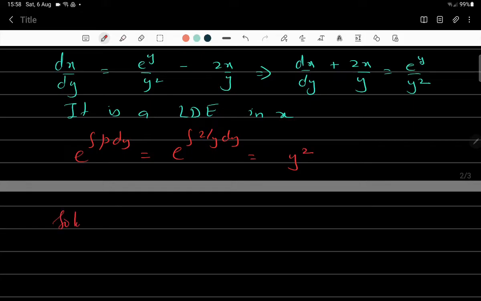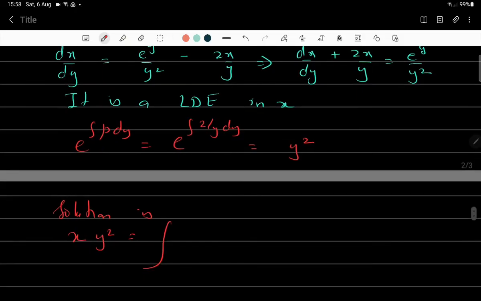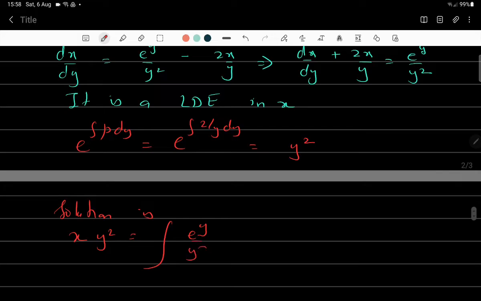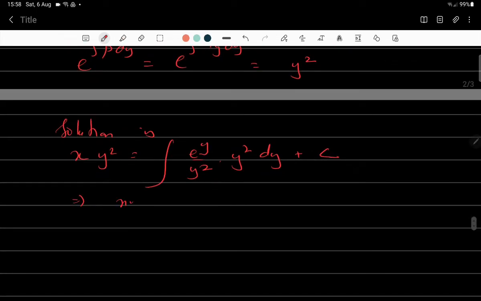So now the solution is, instead of y you have to write x, times e raised to the power p dy, equals the integration of q of y, which is e raised to the power y by y square, multiplied by e raised to the power p dy, plus c. This implies x y square is equal to e raised to the power y plus c.